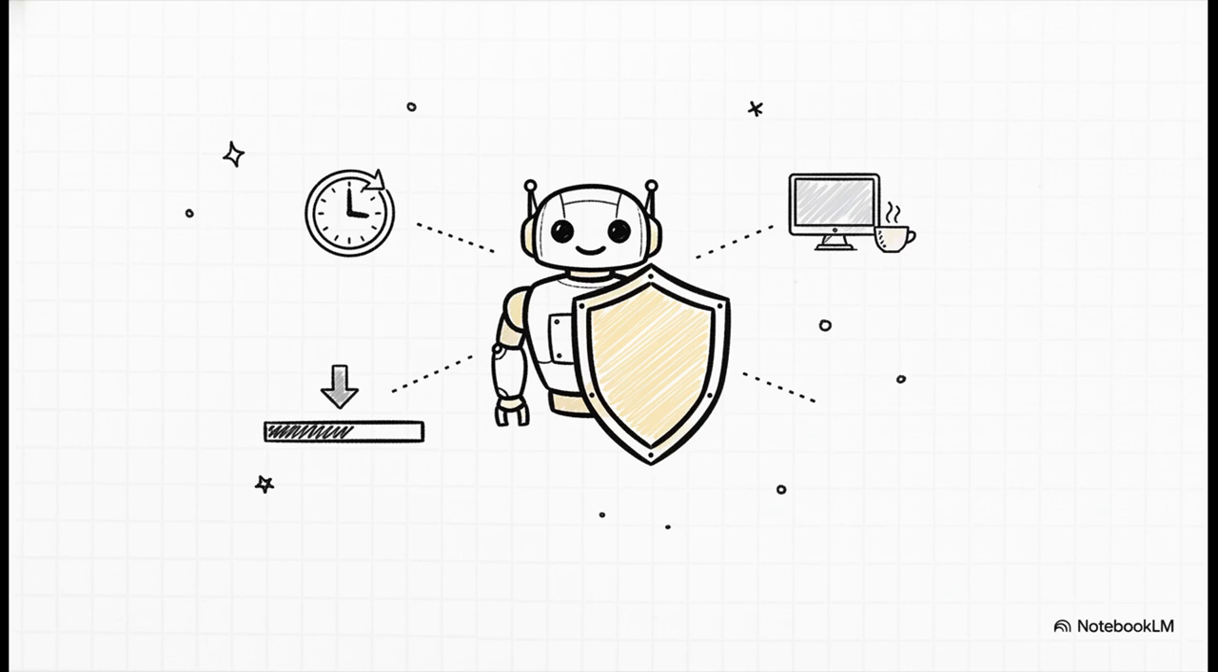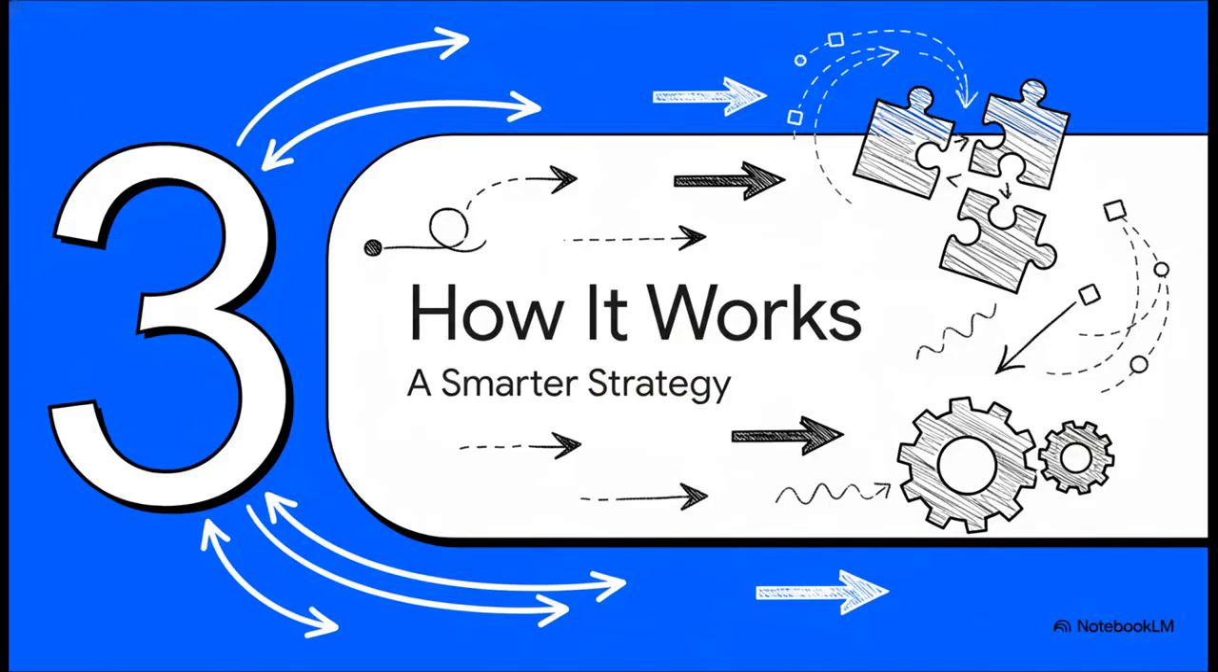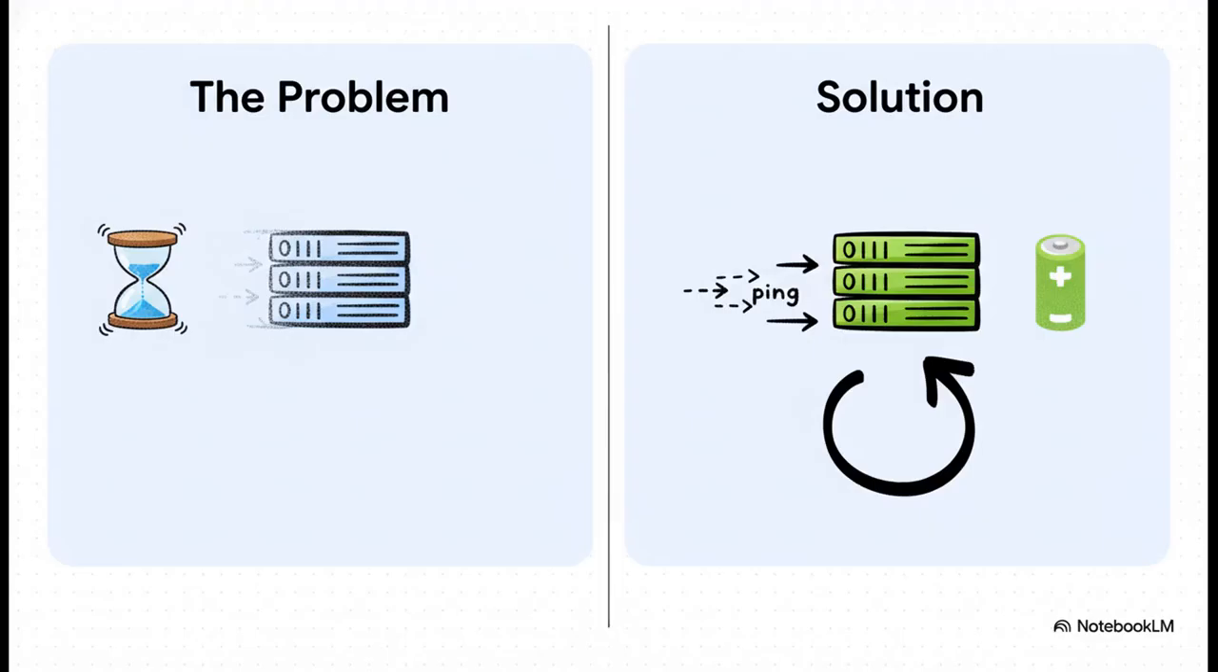It basically takes back control from a system that feels totally out of your control. So how in the world does it actually pull this off? Well, the tool is brilliant because it has a smart, automated strategy to tackle each of those 3 technical hurdles we just talked about. So, to fight those dying sessions, the tool uses what's called a keep alive strategy.